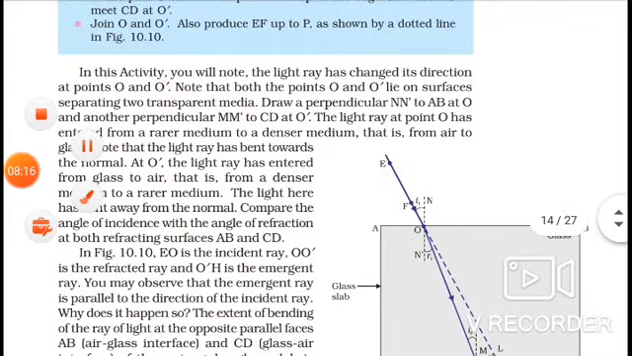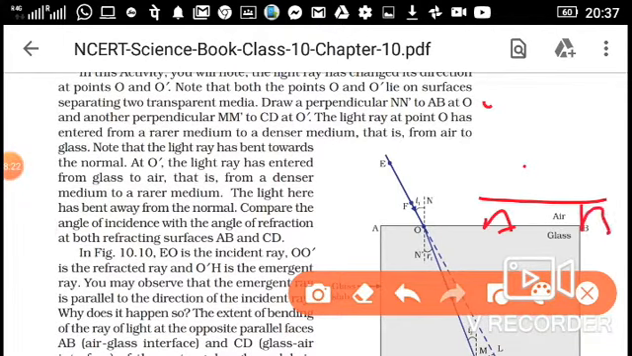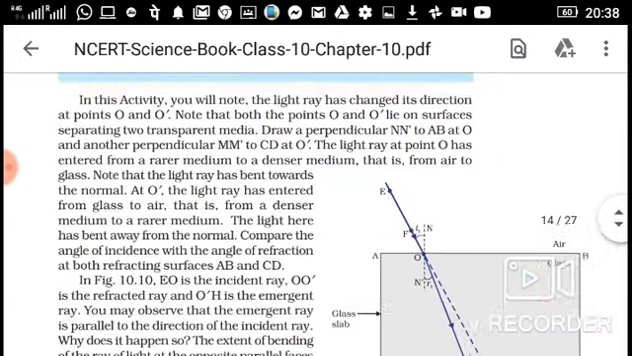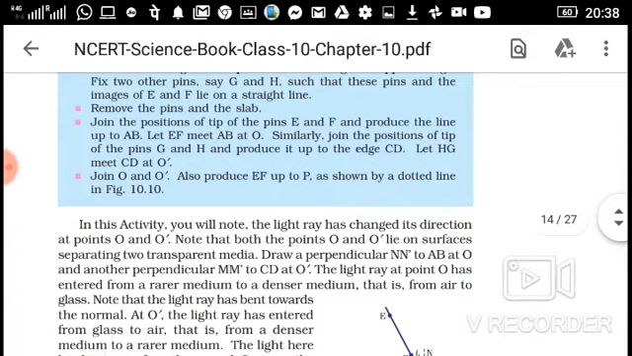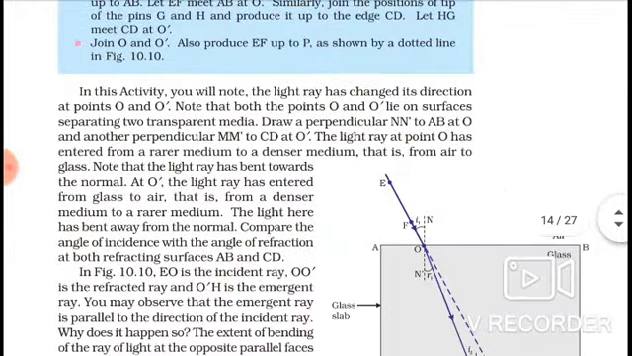It means you have to join the pins. Initially E and F points are there, and this is A and B. So you have to join these E and F pins with a line, and extend the line up to AB. Okay, you have to draw this line up to this much. Now you see, let EF meet AB at O.